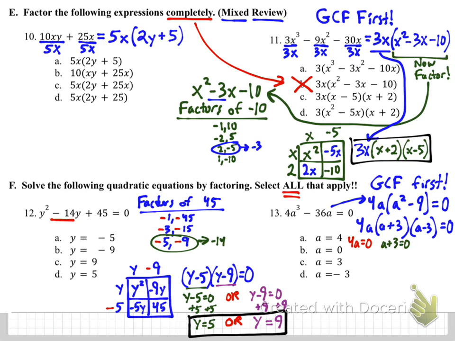4a equals 0, a plus 3 equals 0, and a minus 3 equals 0. Solving for each of these gives us a equals 0, a equals negative 3, and a equals positive 3. That means that there are three solutions we have to circle here: B, C, and D.